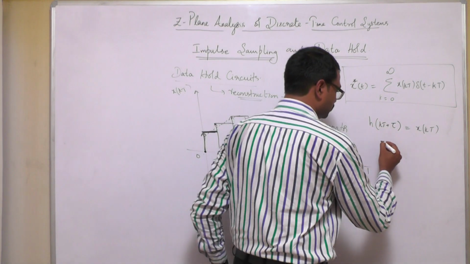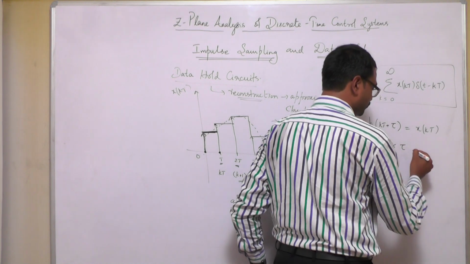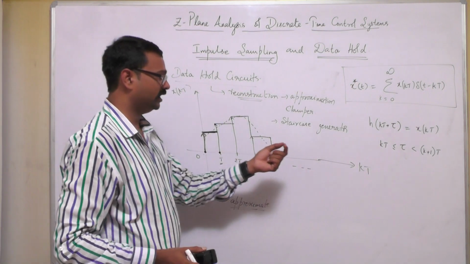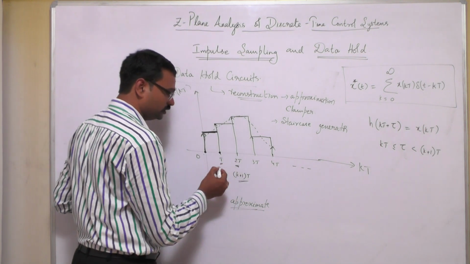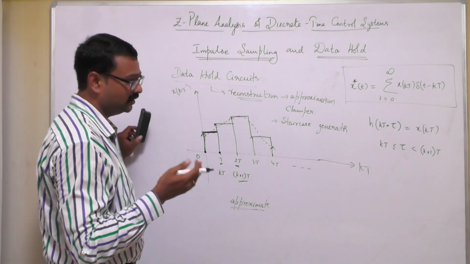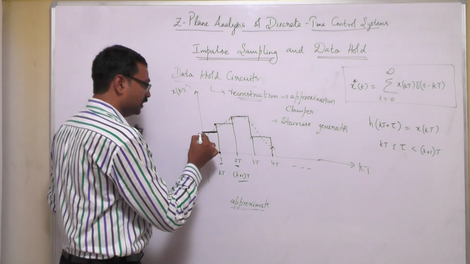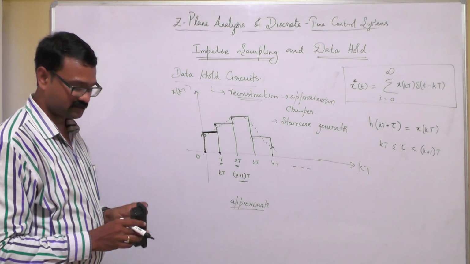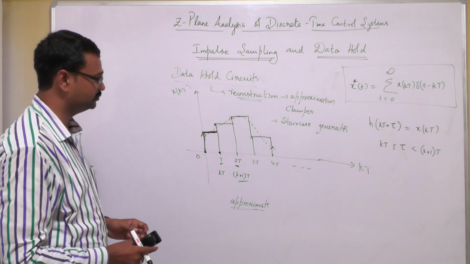Now, it is working for tau between kT and (k+1)T. When the value of tau is in between kT and (k+1)T, that is, for example, T and 2T, then this is happening. That is, h of kT plus tau, the magnitude will be held until the next instant. You can say that the value is held from the previous instant. Therefore, for the reconstruction process, this is a very simple zero order hold.